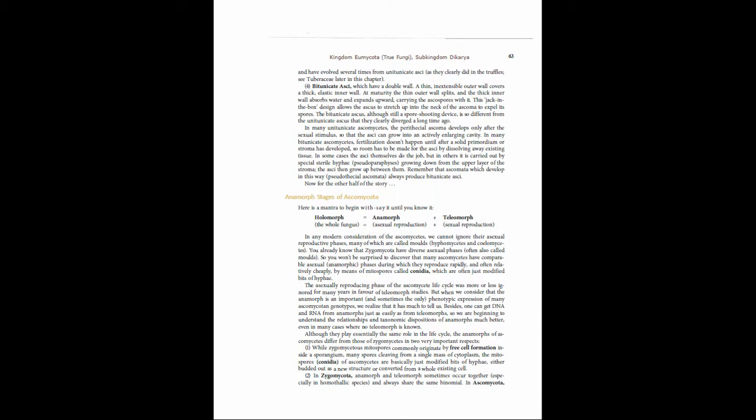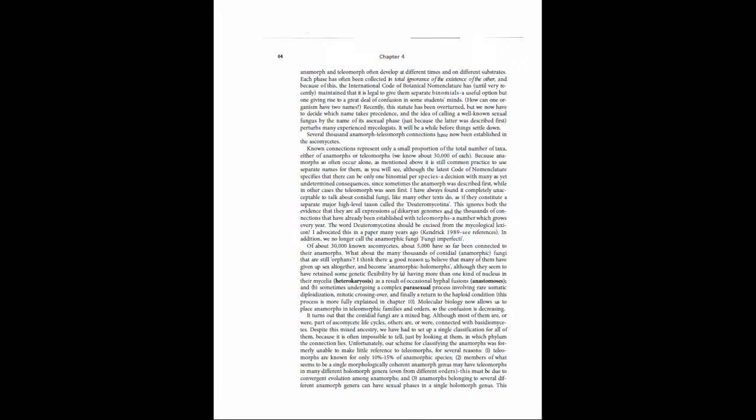2. In Zygomycota, anamorph and teleomorph sometimes occur together, especially in homothallic species, and always share the same binomial. In Ascomycota, anamorph and teleomorph often develop at different times and on different substrates. Each phase has often been collected in total ignorance of the existence of the other, and because of this, the International Code of Botanical Nomenclature has, until very recently, maintained that it is legal to give them separate binomials, a useful option but one giving rise to a great deal of confusion in some students' minds. How can one organism have two names?